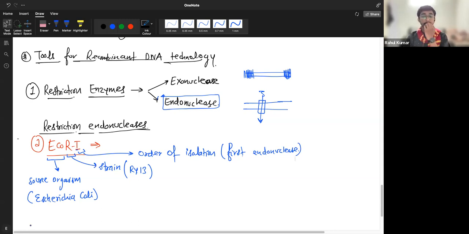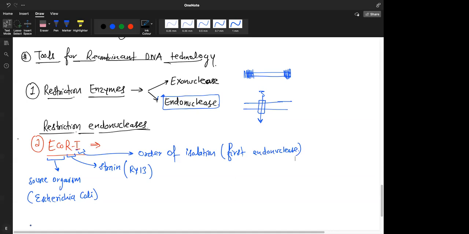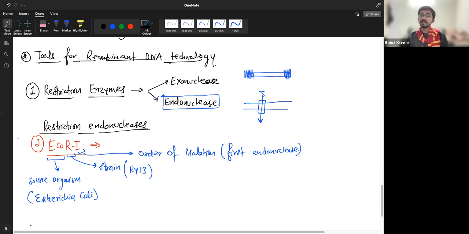Is it clear? If you find something written as EcoRII, what does that mean? The second endonuclease derived from the same strain, from the same organism. Okay? It is a second endonuclease, not a second strain. The second strain will be Eco S1 or Eco P1, or something like that.